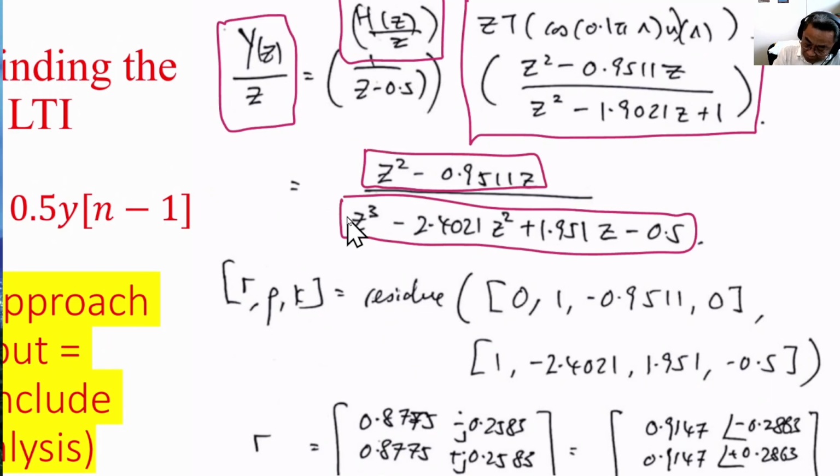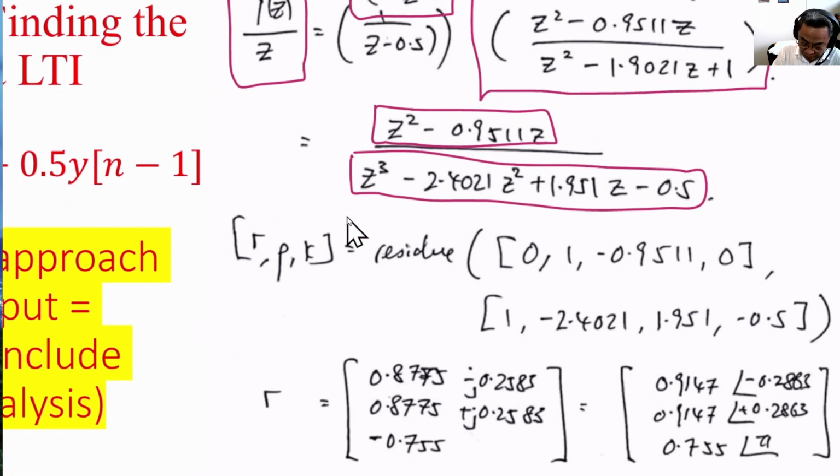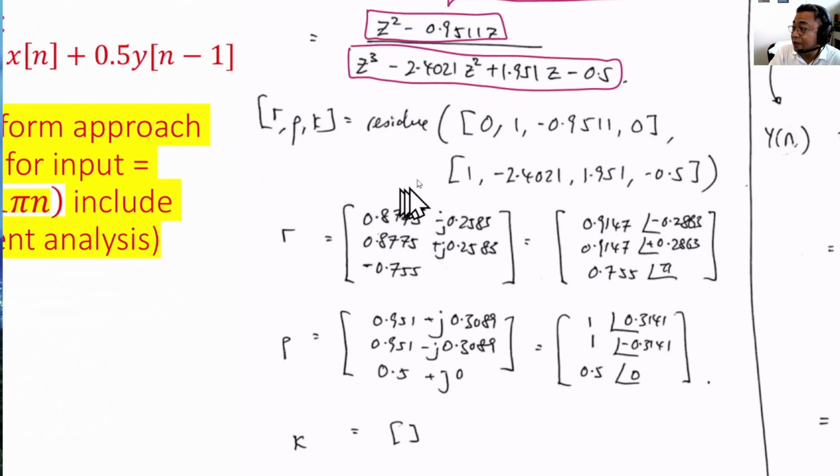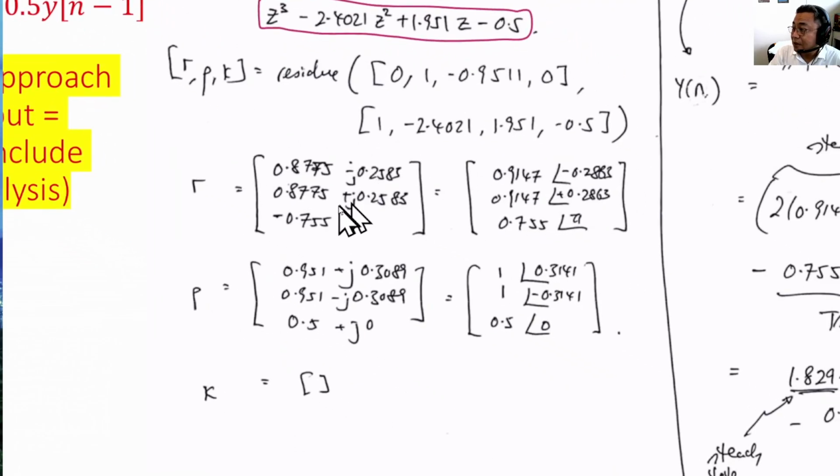And you have square terms on top. Now this is very hard to solve, so I just use again RPK residual to find my poles and my zeros so that I can get into this form. Alright, now it will come out as rectangular numbers. You can convert it into polar numbers for ease of manipulation.